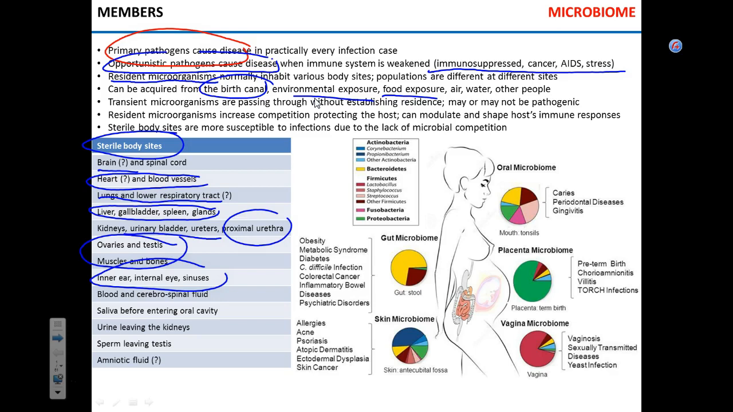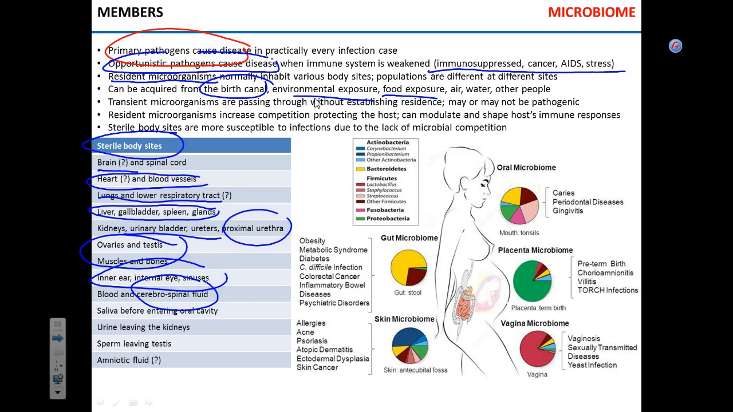Blood and cerebrospinal fluid, CSF, sterile. No doubt about that. Blood. Again, no resident microbiome. Does that make sense? Now you do have bacteremia, meaning bacteria in the blood, twice a day when you brush your teeth. Or more or less, depends on how often you do it. But every time you brush your teeth, you have bacteremia. Does that make sense?